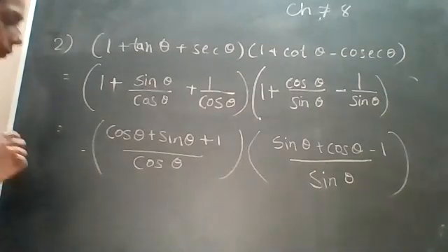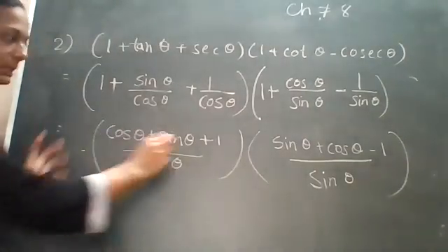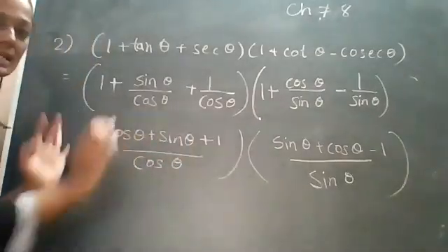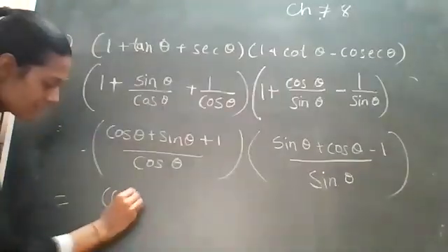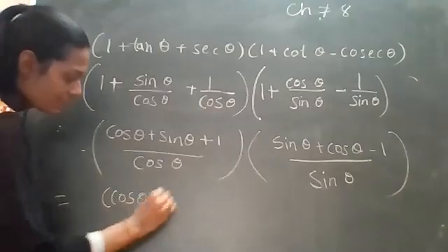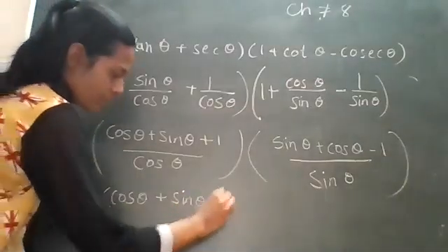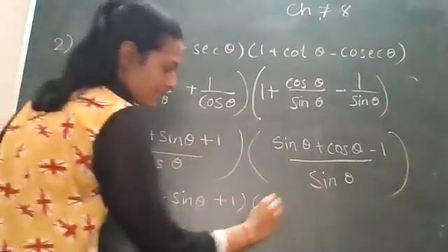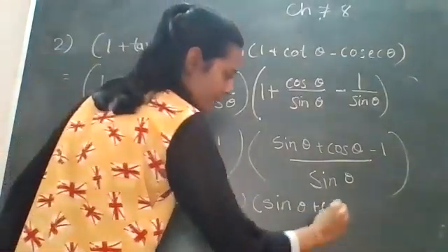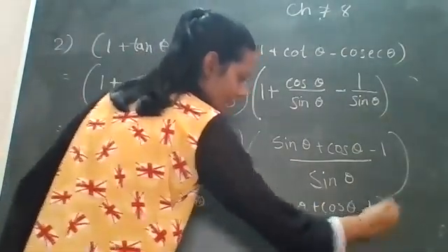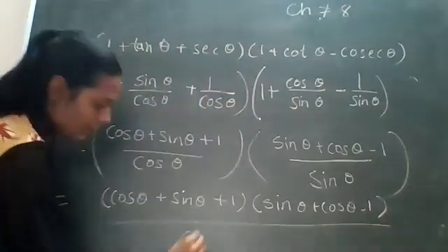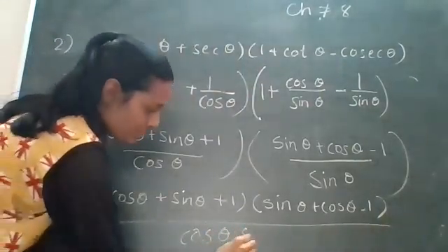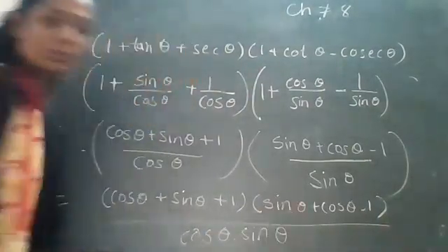Yes, ma'am. Now multiplication is there, so we are writing in a multiplication form. In the first bracket, what are we writing? Cos theta plus sin theta plus 1, into another bracket sin theta plus cos theta minus 1, and into another bracket cos theta into sin theta, or we can write sin theta into cos theta. Are you getting this much?